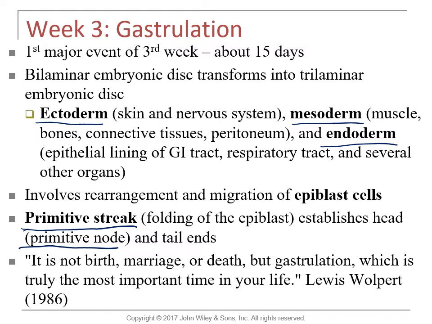The ectoderm and the endoderm are epithelia composed of tightly packed cells. The mesoderm is a loosely organized connective tissue, which we call mesenchyme. As the embryo develops, the endoderm ultimately becomes the epithelial lining of the gastrointestinal tract, the respiratory tract, and several other organs. The mesoderm gives rise to muscles, bones and other connective tissues, and the peritoneum. The ectoderm develops into the epidermis of the skin and the nervous system.